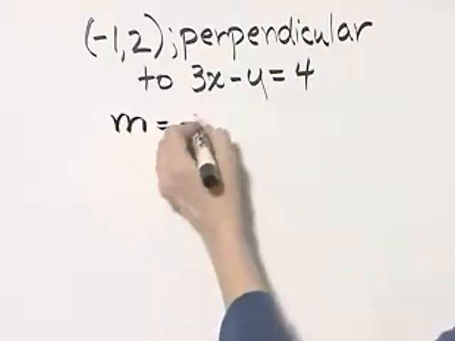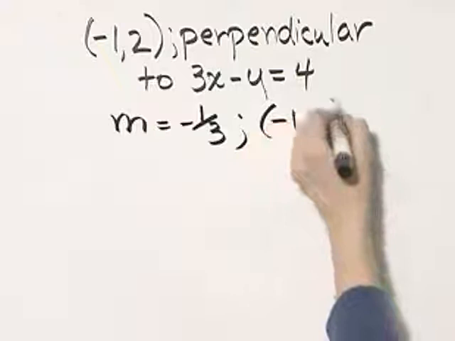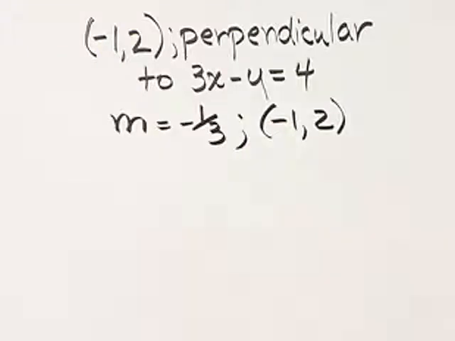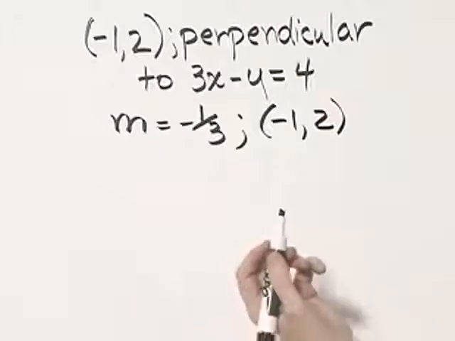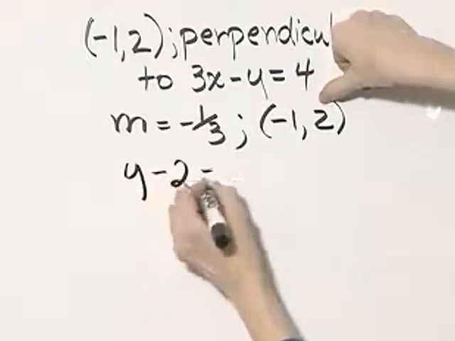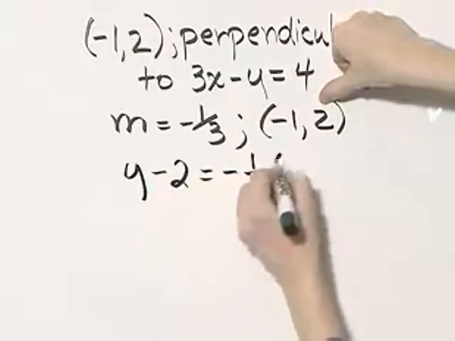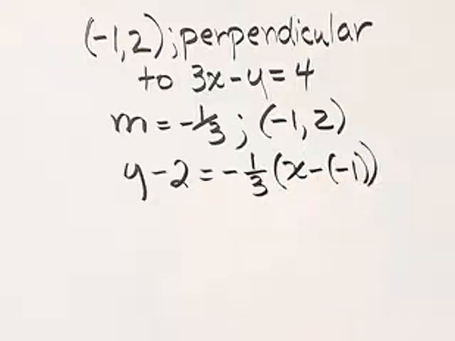I'll use a slope of negative 1/3. I'll use the fact that we're given this point, and now let's write an equation of this line. Since I have slope and a point, I'll use the point slope form. So that's y minus the y value is equal to negative 1/3 times x minus the x value.